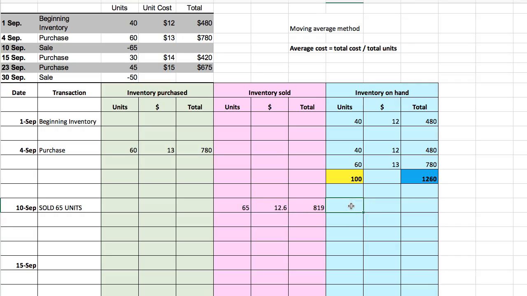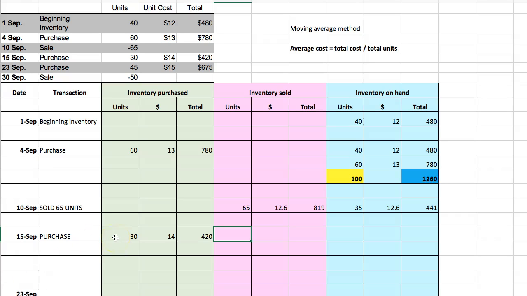Okay, so what is our balance, or how many units do we have left? We had 100 and we've sold 65. 100 minus 65 means there's 35 left. I'm going to use the average cost again. So 35 times the average cost. This is what we have left in our inventory on hand.